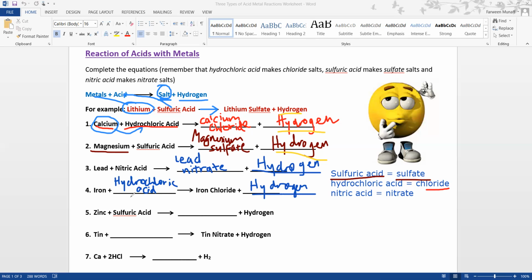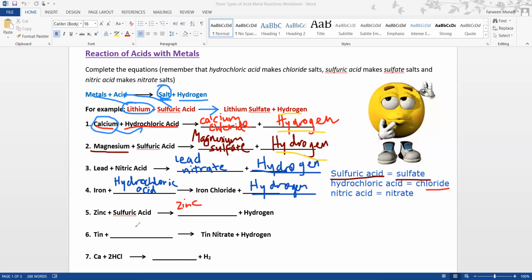Zinc combines with sulfuric acid to give us a specific metal salt. The constant has already been given to us, which is hydrogen. Can as many people as possible in the chat tell me what salt is going to form here in the products? The first product before hydrogen, what's going to form? Yeah, excellent. Got some good answers there. The answer will be zinc sulfate.